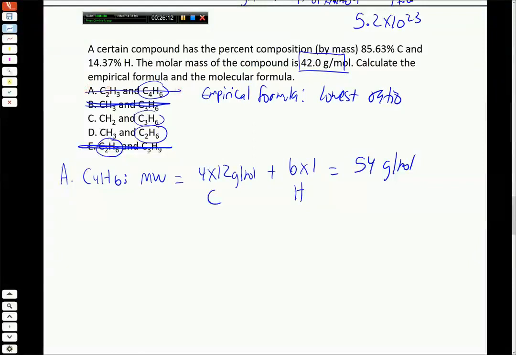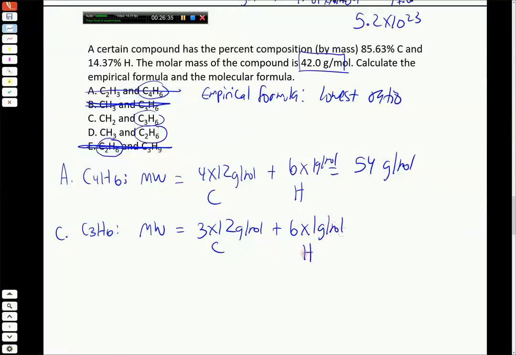So that one's out. For choice C, which could also be reasonable, if we have C3H6, the molar mass of this is 3 times 12, since we have only 3 carbons now, and then 6 hydrogens again, so 6 times 1 gram per mole for hydrogen. That comes out to 42 grams per mole. So the formula C3H6 matches.